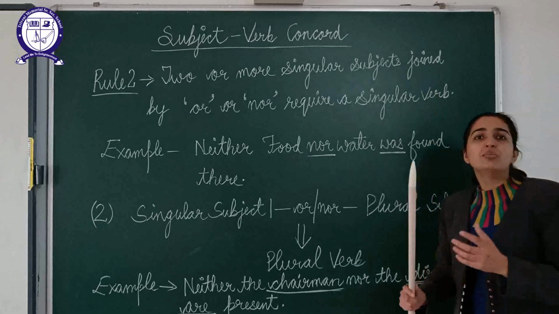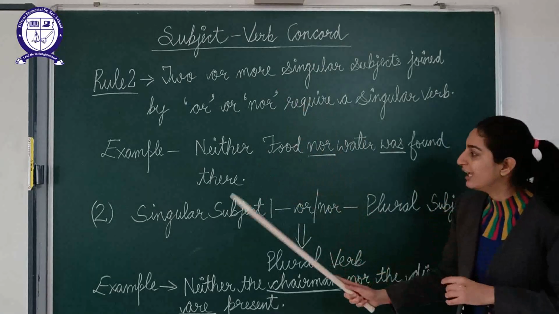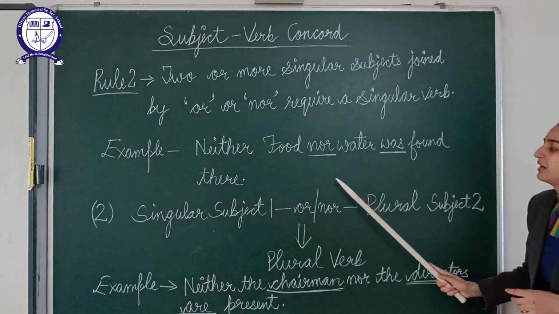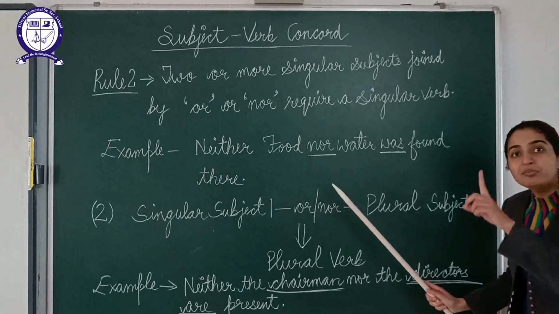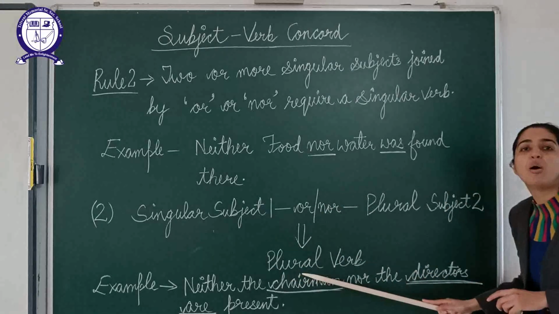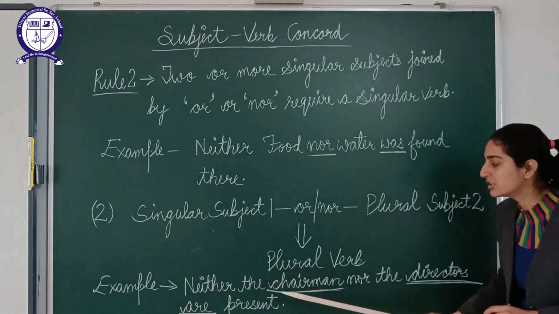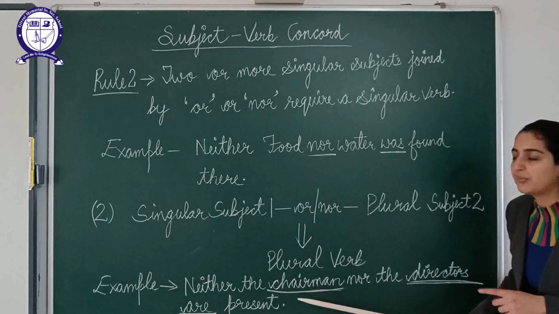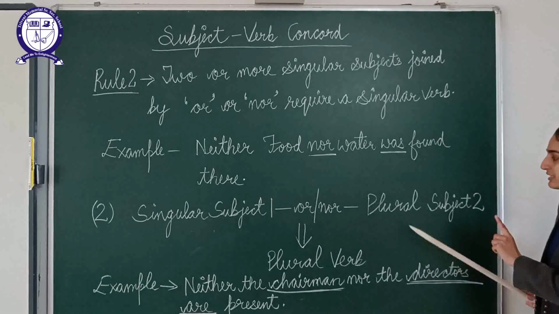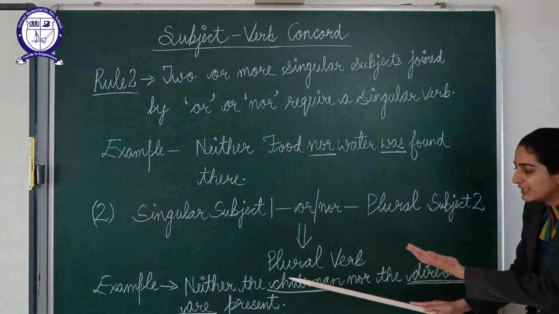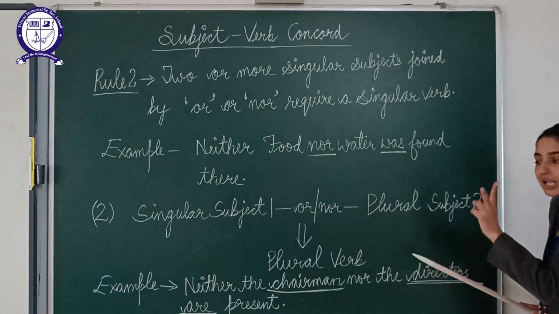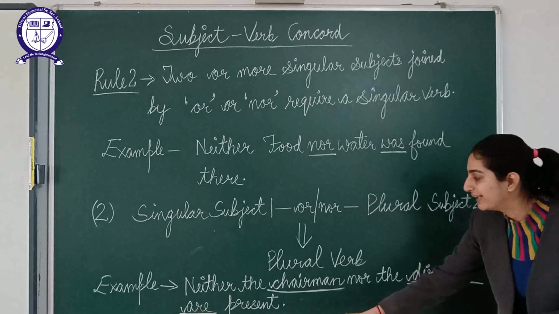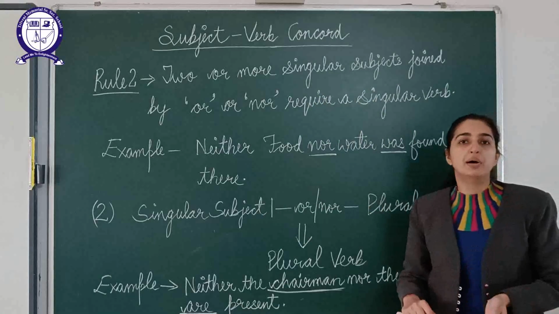And there is one more scenario in this case, and that is if there is one singular subject and one plural subject and they are connected by or, nor, then the verb which we use here is the plural verb. For example, neither the chairman nor the directors are present. Here, chairman is the singular subject first and directors is a plural subject, right? So one is a singular subject and one is a plural subject, but they are connected by nor. So the verb that we have used here is the plural verb, that is are. So this is our rule number 2.